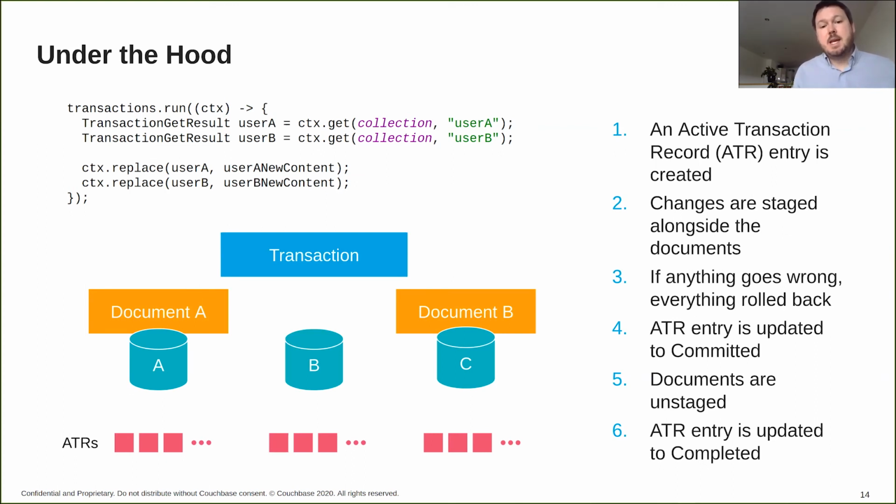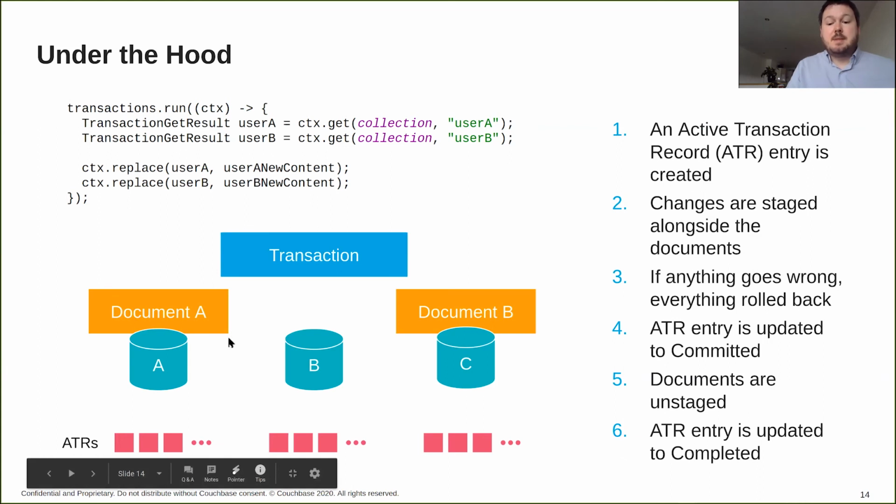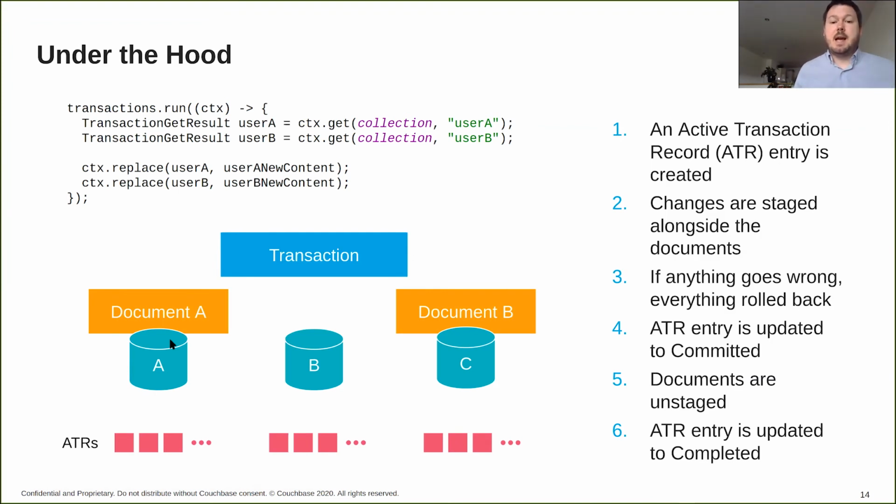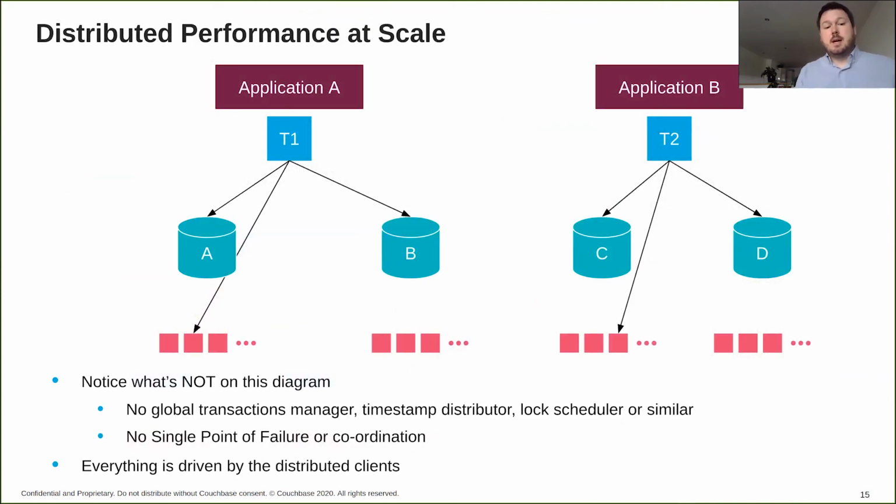I mentioned you have this read atomicity. This is the signal for read atomicity to take place. So the actual commit now happens. Each of these documents gets committed or unstaged in an eventually consistent manner, but read atomicity is performing compensatory logic for it in the readers. So you do now have that kind of atomic commit step. And finally, when it's all done, the ATR entry is completed and removed. This is a huge part of how we achieve the distributed performance at scale.